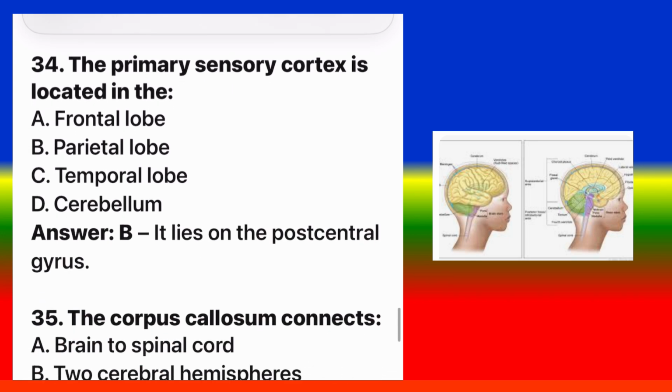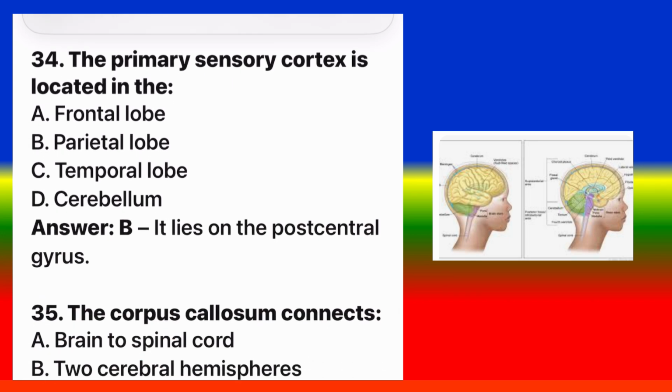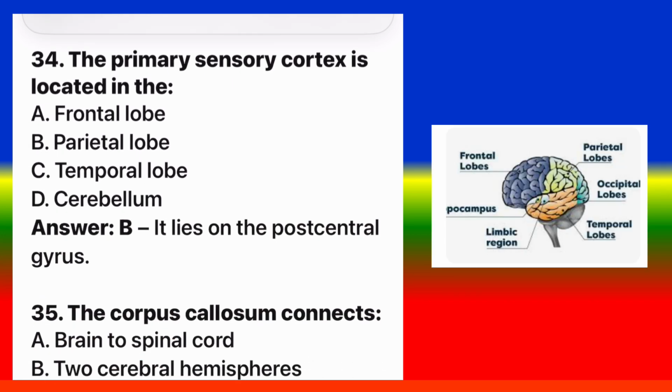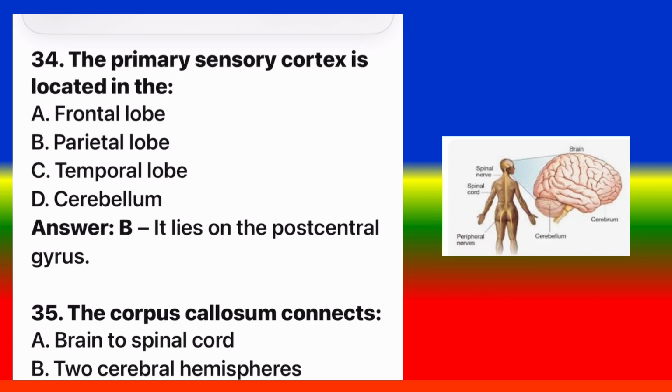34. The primary sensory cortex is located in the A. Frontal lobe, B. Parietal lobe, C. Temporal lobe, D. Cerebellum. Answer B. It lies on the postcentral gyrus.